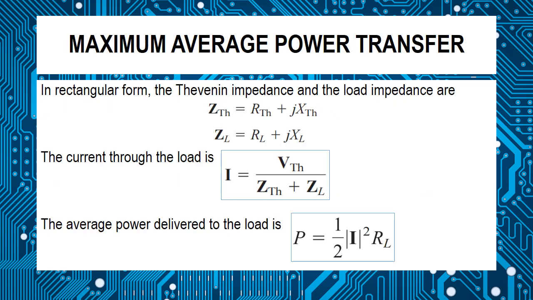Next, we have here the maximum average power transfer. So in rectangular form, the Thevenin impedance and the load impedance are ZTH equal to RTH plus JXTH, and ZL equal to RL plus JXL. And then the current through the load, I, is equal to VTH over ZTH plus ZL. So if we will be solving the average power delivered to the load, that would be 1/2 I squared times RL, or the resistive load.